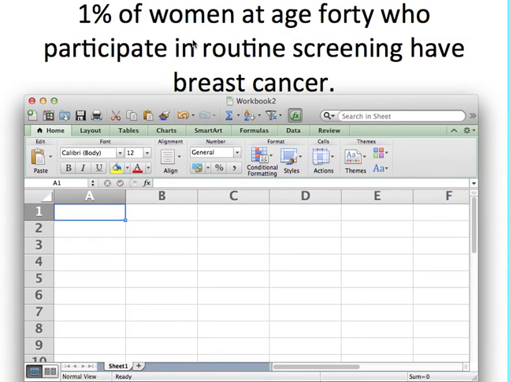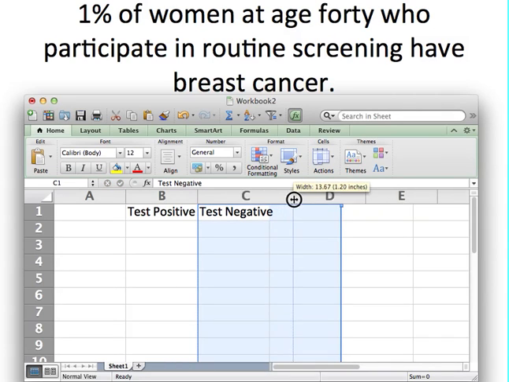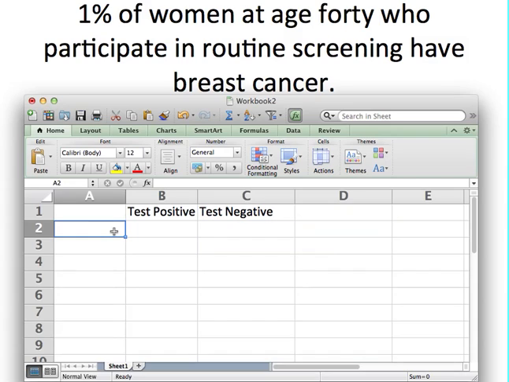So our first piece of information is that 1% of the women really do have breast cancer. So let's go ahead and set up our contingency table. Let's say here's our people who have cancer. Actually, let's do it this way. Test positive, test negative, and then there's ones that have cancer, and then we don't actually have cancer.